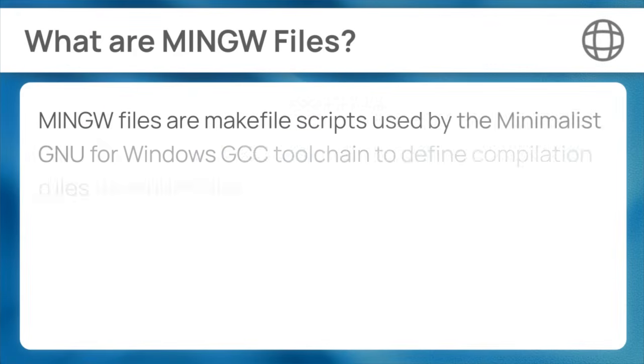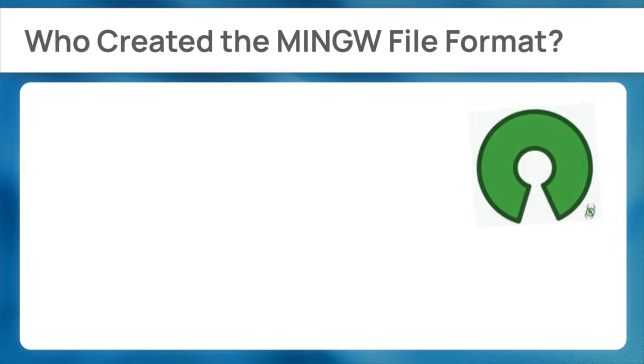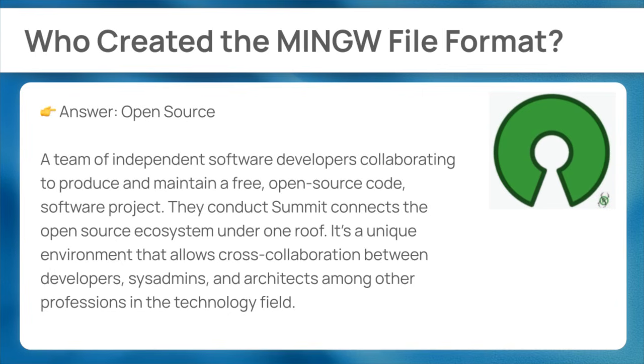MinGW files are makefile scripts used by the Minimalist GNU for Windows GCC toolchain to define compilation rules, dependencies, and build targets for C and C++ projects. They enable Unix-style make-based build automation on Windows systems using native Windows executables without requiring a Unix environment.